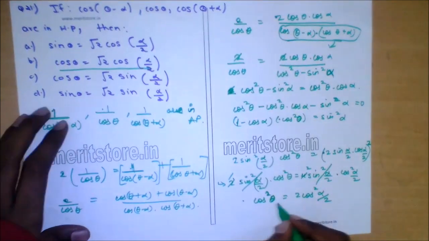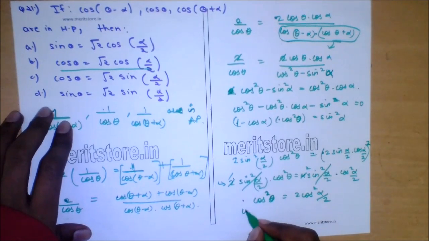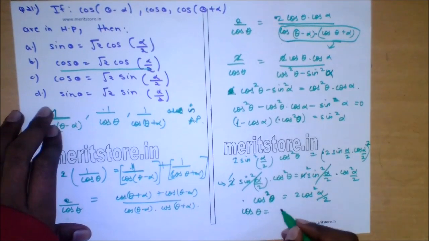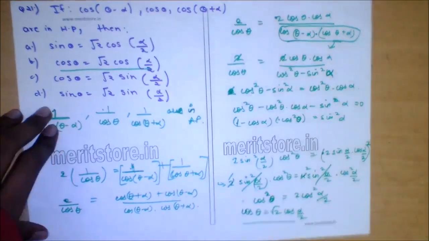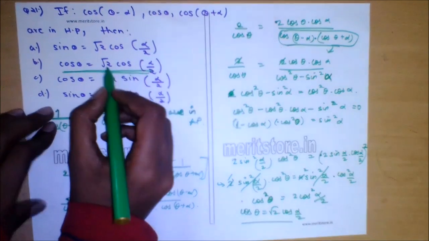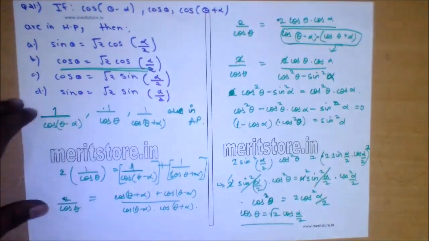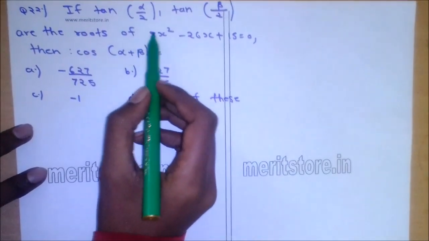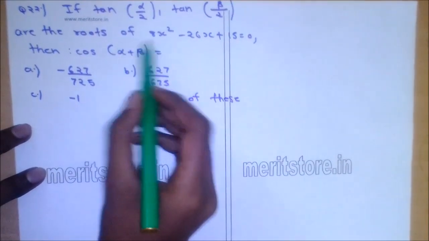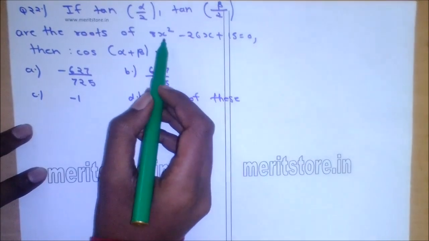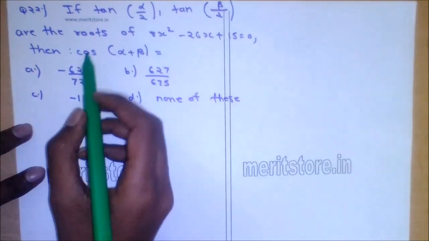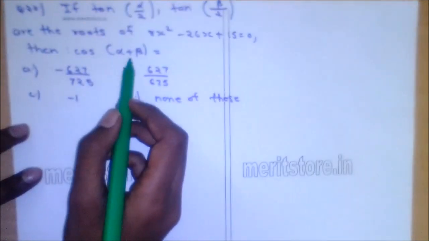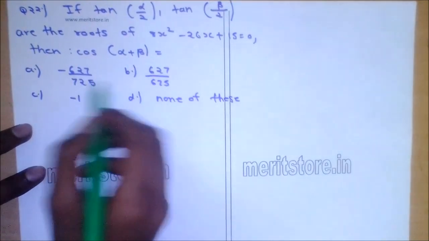Okay, so we take root of this equation, so we get cos theta equals root 2 cos alpha by 2, which is option B, cos theta equals root 2 cos alpha by 2. So it is given that tan alpha by 2 and tan beta by 2 are the roots of the quadratic equation 8x square minus 26x plus 15 equals 0. We are supposed to find the value of cos alpha plus beta, and these are the options.